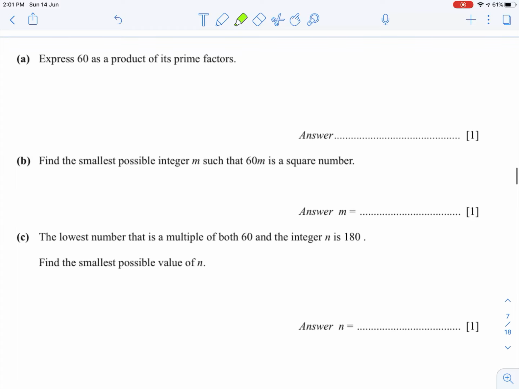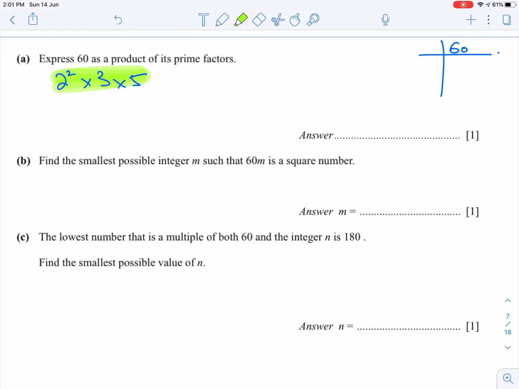Okay, the next question, it says express 60 as the product of its prime factorization. You can do it this way, it's 4 times 15. So 2 2 and 3 into 5. This is the prime factorization of 60. This is the answer for the first part of the question. You need to write down the answer in the blanks provided. I am not writing, but you have to write it down.